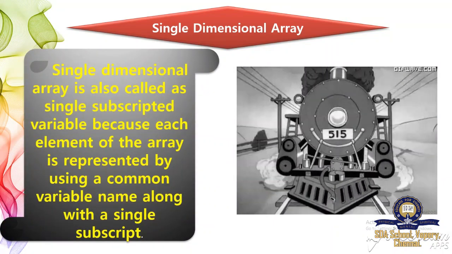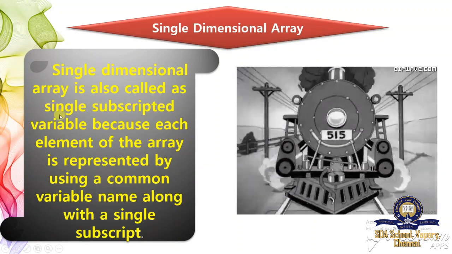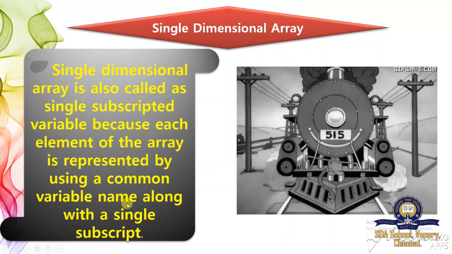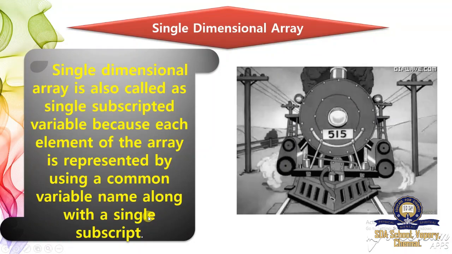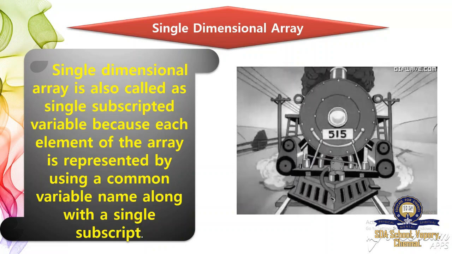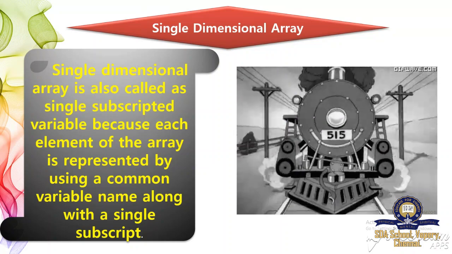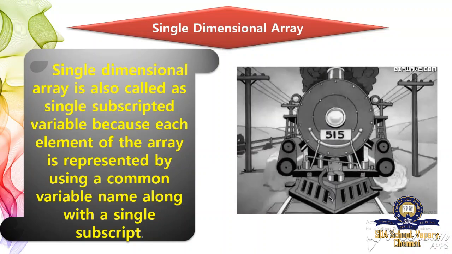An array is also known as a dimensional array, and a single dimensional array is also known as a single subscripted variable, because each element of the array is represented by using a common variable name along with a single subscript. In a single dimensional array we see a single subscript, but in a double dimensional array we see double subscripts. A single subscript represents either rows or columns, but in a double dimensional array we see both rows and columns. This is the difference between single dimensional and double dimensional arrays.